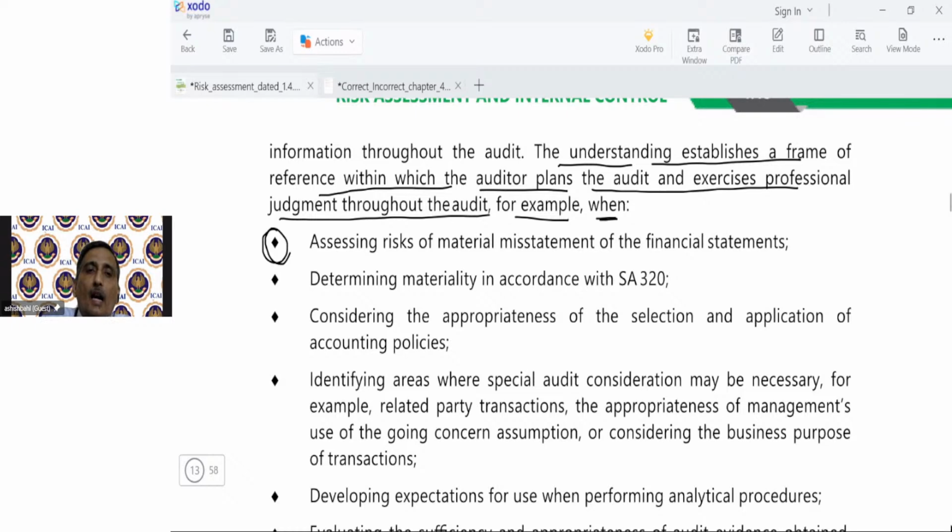Understanding is also important for determining materiality in accordance with SA 320. Okay, if you do not know about the company, if you do not know about the trend of its profits, say, then how are you going to determine materiality? Or if you do not know about the operations of the company, then how are you able to make a judgment about the materiality? Okay.